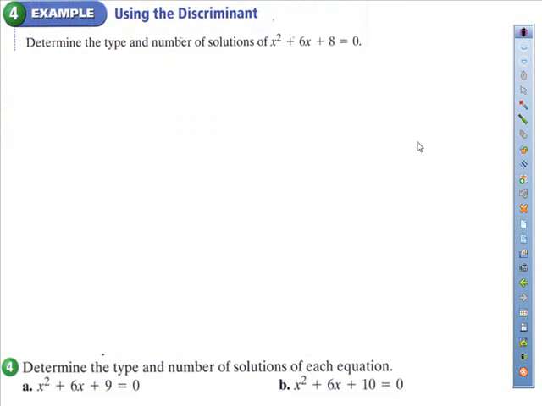So let's do some examples. So determine the type and number of solutions. So we're not solving, we're not finding out what the solutions are, we're finding out what kind of solutions and how many solutions we'll have. So we're going to use the discriminant, b squared minus 4ac.